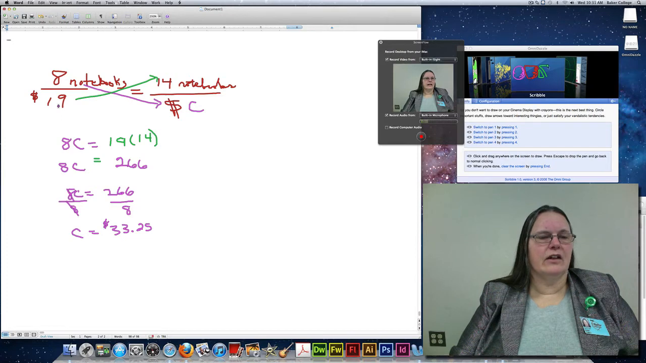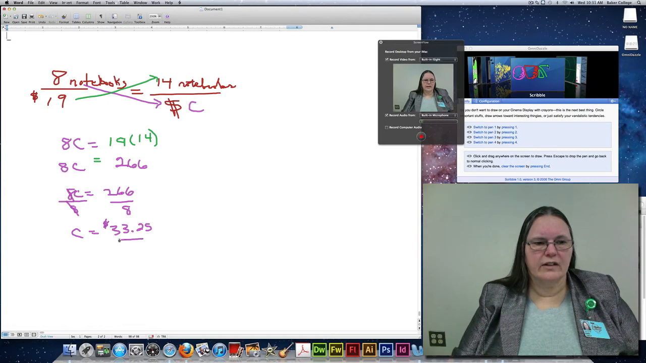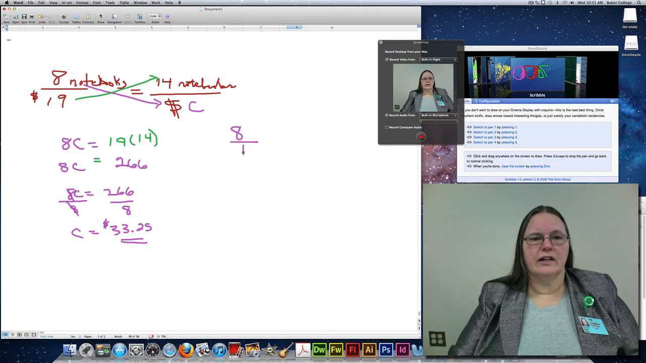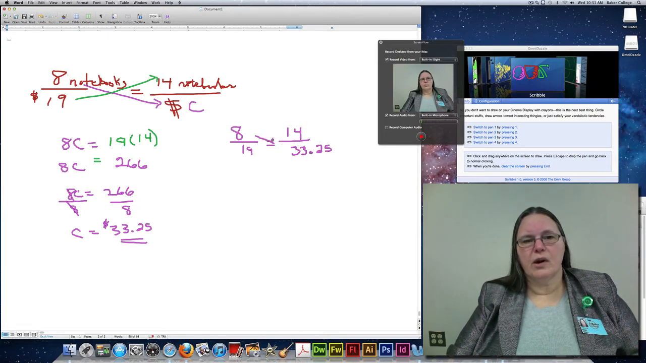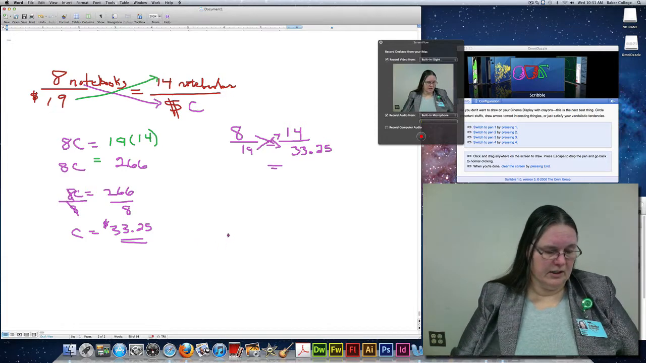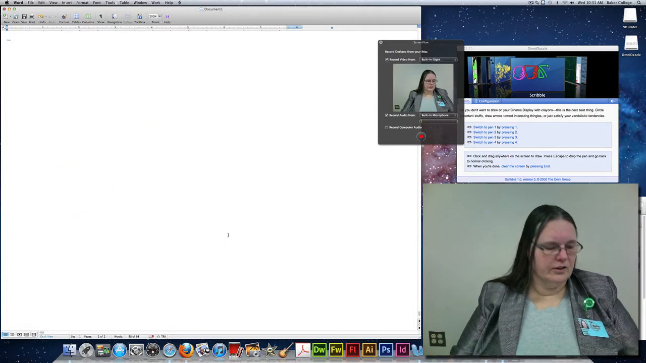Now, you can look at this problem a little logically. If $19 bought 8, we know that we have to be higher than $19, so we can assume that we're correct. If you wanted to check this problem, you could just simply put 8 over 19. Does it equal 14 over the $33.25 that we just had? You could do cross products again, and when you do that, you'll find out that this is equivalent and it's the correct answer. So you could check these on your calculator if you'd like. It's a good thing to do.